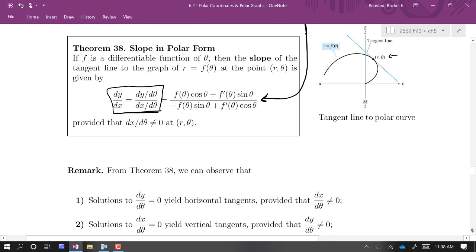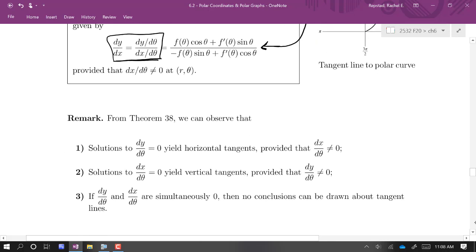So, looking at this theorem, we'll note that we get horizontal tangents whenever dy/dθ is 0, as long as dx/dθ is not 0. We get vertical tangents whenever dx/dθ is 0, as long as dy/dθ is not 0. If dy/dθ and dx/dθ are both 0 for the same value of θ, then we don't know what's going on at the curve at that point.